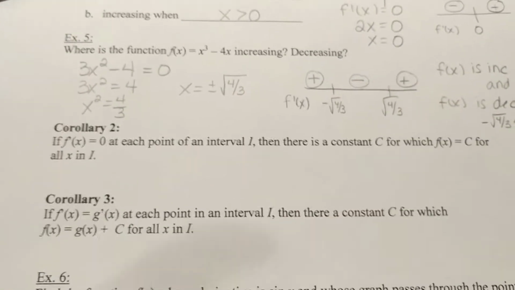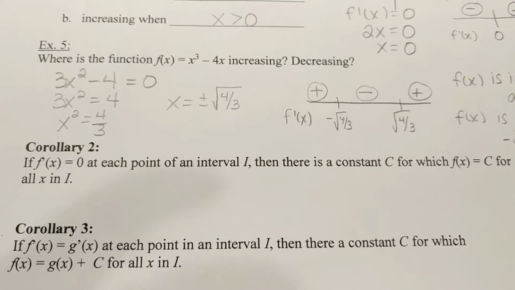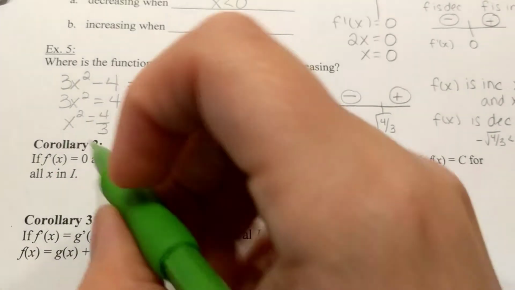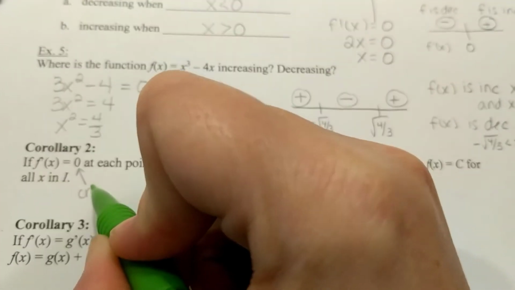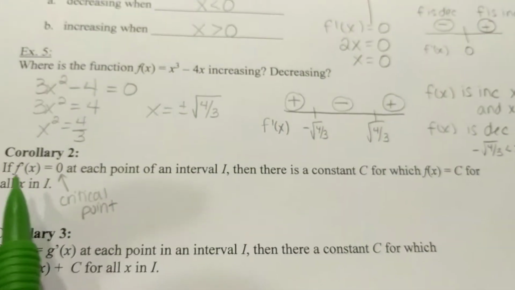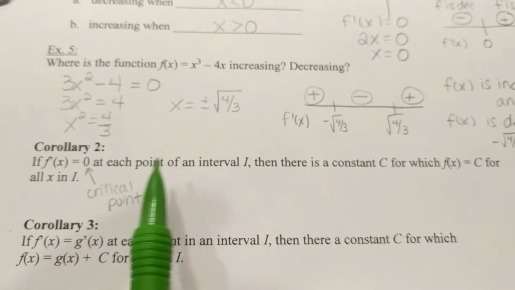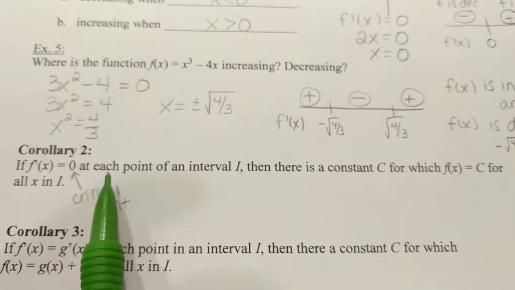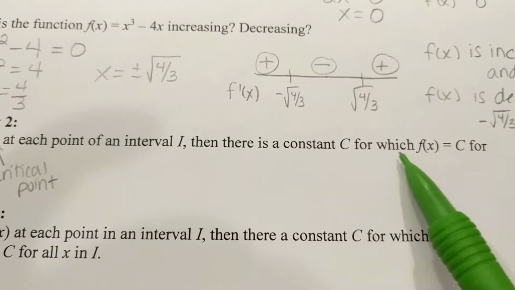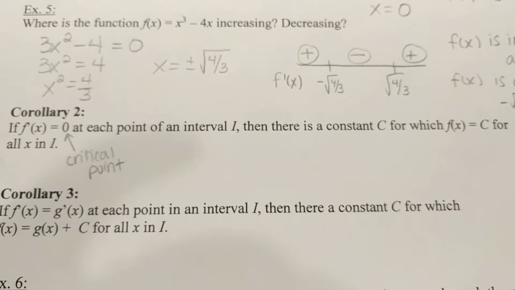Last but not least in this section, they talk about these additional corollaries to everything we've been talking about. And it says, if the derivative equals 0. Now that was one of the conditions for a critical point. And if the derivative is 0 at every point on the interval, so the slope is always 0, think of a function whose slope is always 0, then there is a constant for which f of x equals c for all values in the interval.